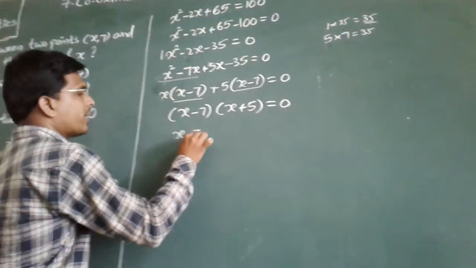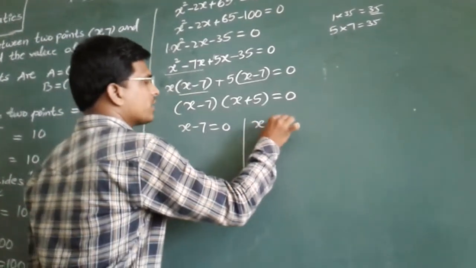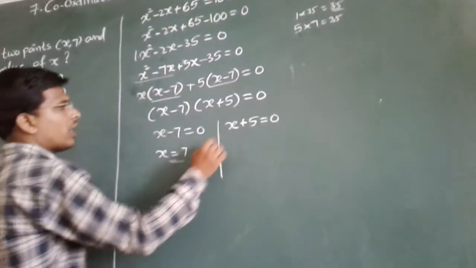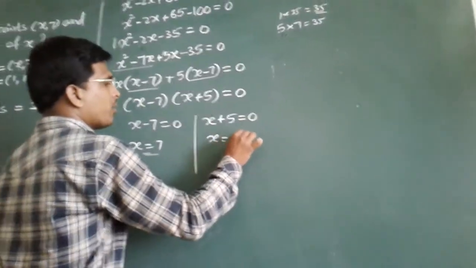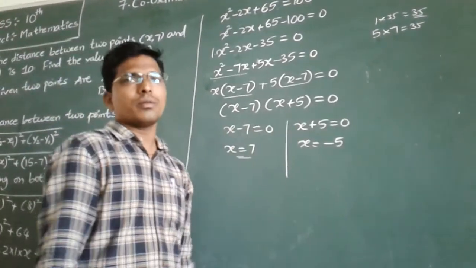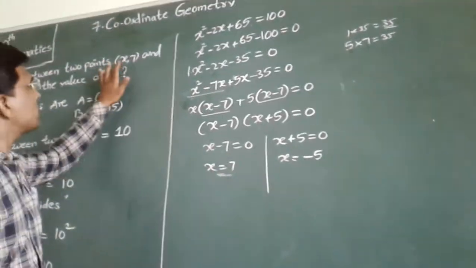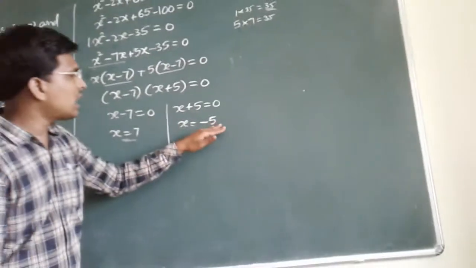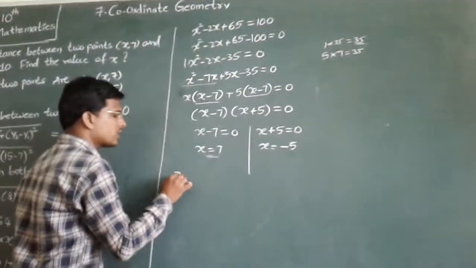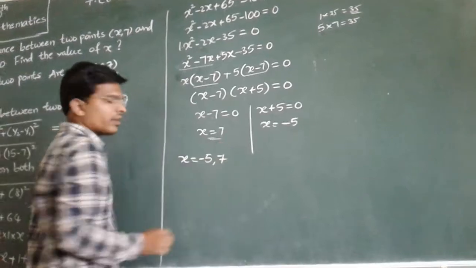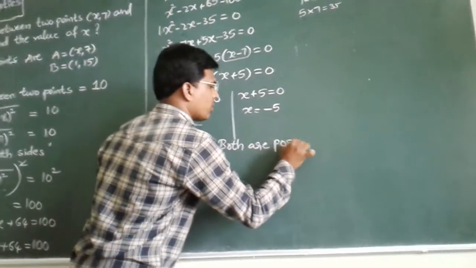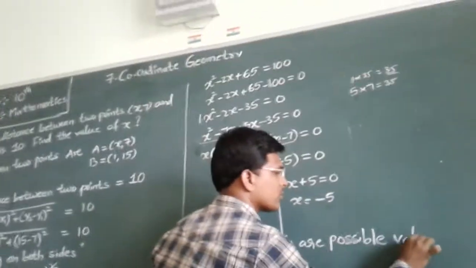So we can write it as x minus 7 is equal to 0 or x plus 5 is equal to 0. Send this minus 7 to the right hand side, you will get plus 7, and send this plus 5 to the right hand side, you will get minus 5. So which is the solution for our question? Both are the solutions. That is, if you keep the x value as 7, you will get the same distance. If we calculate with x value as minus 5 also, we will get the same distance. Now we can take these two solutions. x value is equal to minus 5 comma 7. Both are possible values.